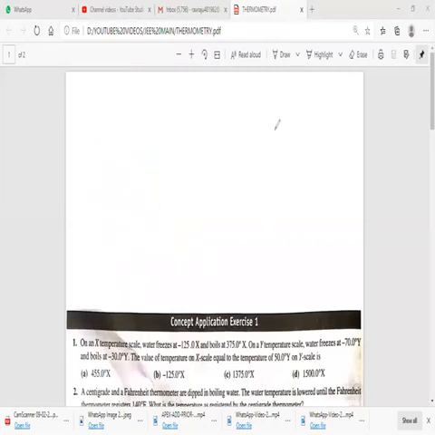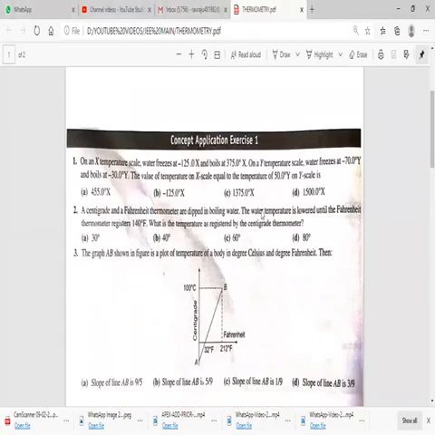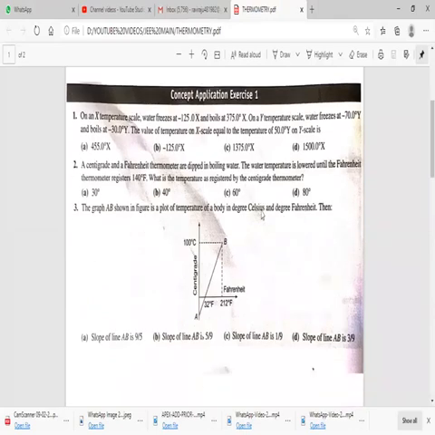Now, come to question number 3 on exercise 1. The graph AB shown in the figure is a plot of temperature of a body in degrees Celsius and in degrees Fahrenheit. They are just asking us to calculate the slope of the graph. Here you can observe, on the x-axis the Fahrenheit scale numbers are given, and on the y-axis the numbers related to the centigrade scale. That means you have to write an equation for the relation between the centigrade scale and the Fahrenheit scale.